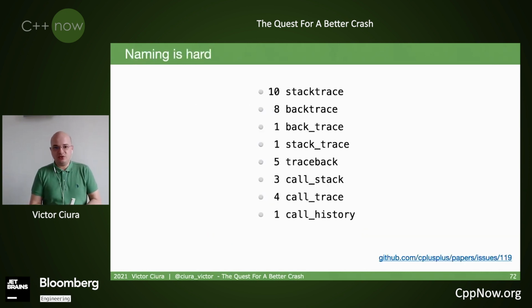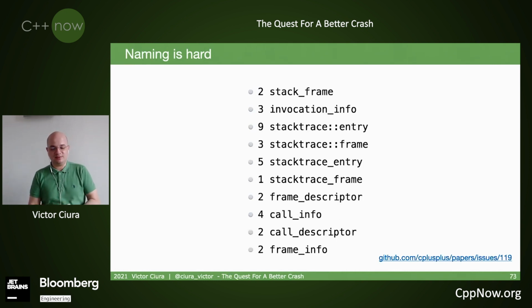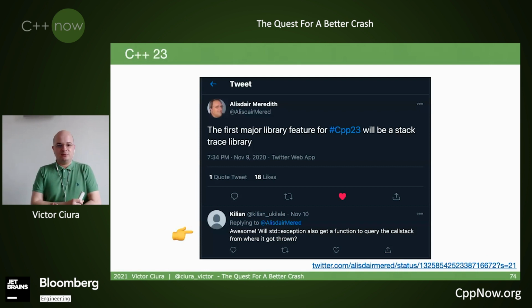Again, naming is hard. I've been using StackTrace all along for more than an hour now, but people don't seem to agree on proper terminology there. If you run a poll, people want to name it all kinds of ways. I've mentioned StackFrame, and I've used StackFrame every time, but people seem to prefer various terminology, so pick your favorite. I'm not exactly sure. I'm hoping things have settled down in the proposal, and we're going to have a proper naming. And it looks like this was the first major library addition to C++23.